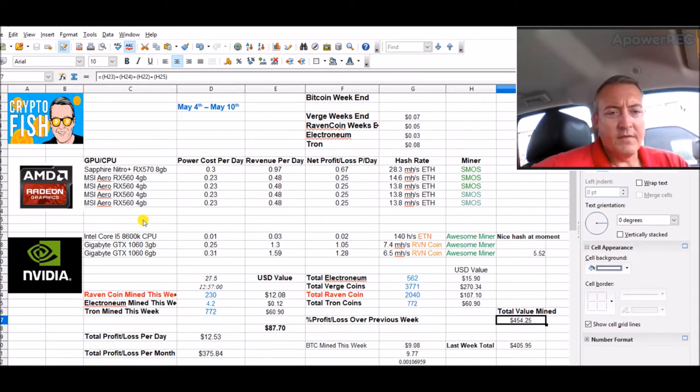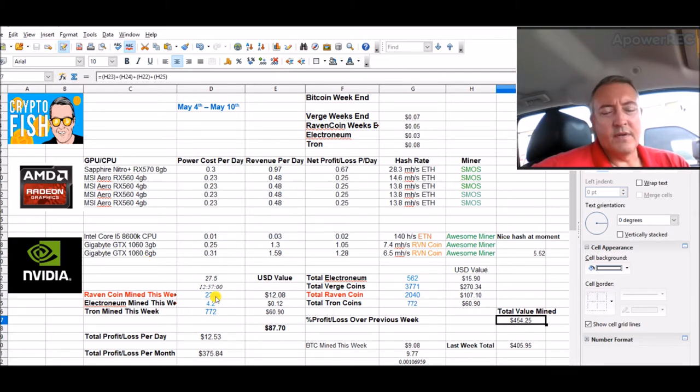150 bucks a month, two rigs, seven total cards now. Over the next 3 months that should obviously be a lot more, because I've been adding these cards as I went along. I added the 1060 about midway, and the other two 4 gigs just last week, 564 gigs. So the quote-unquote farm is growing, and with that, so is the total value of everything mined.